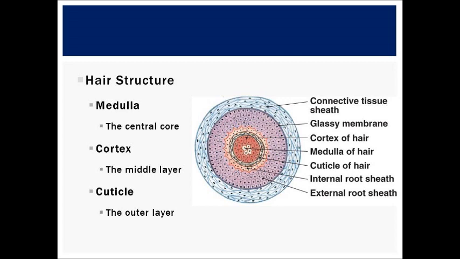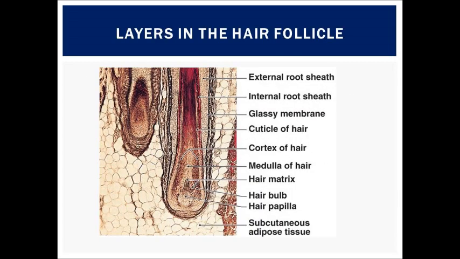For hair structure, we have the medulla, the central core of the hair; the cortex, which is the middle layer of the hair; and the cuticle, the outer layer. And here, again, another angle of image, showing the layers in the hair follicle.